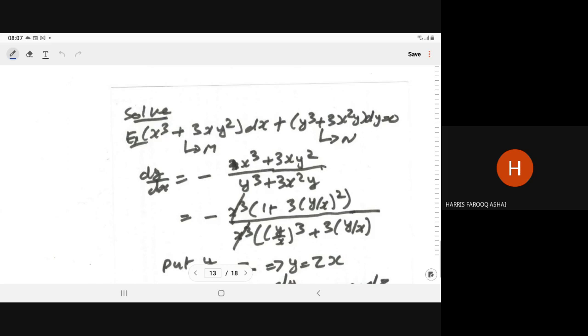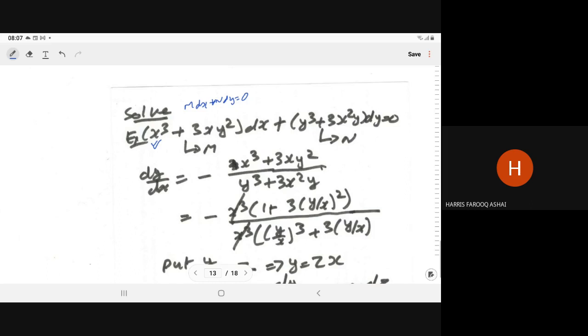So let us understand the same thing by an example. If you have an equation, we always have to write the equation in the standard form, M dx plus N dy is equal to 0. So if we have the example (x cube plus 3xy square) dx plus (y cube plus 3x square y) dy, first we have to check the homogeneity. In M, if you put tx in place of x and ty in place of y, what will be the degree of M?